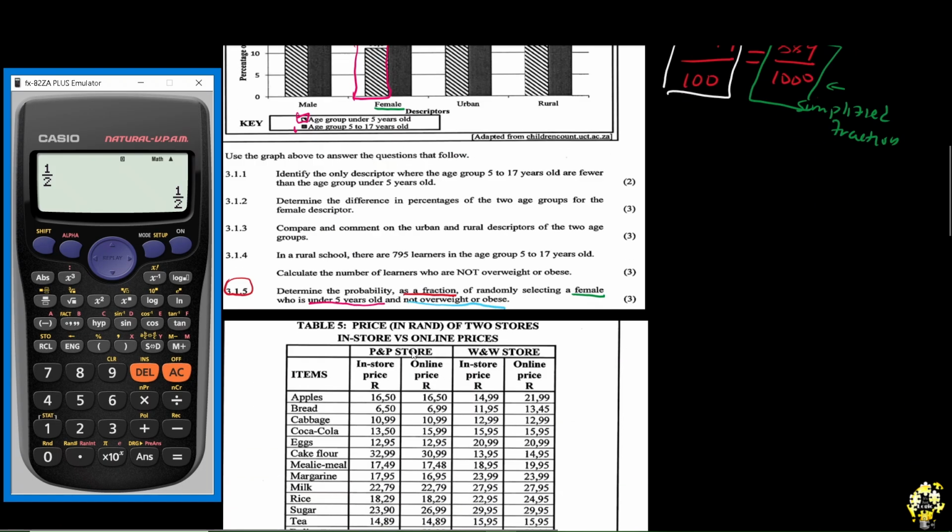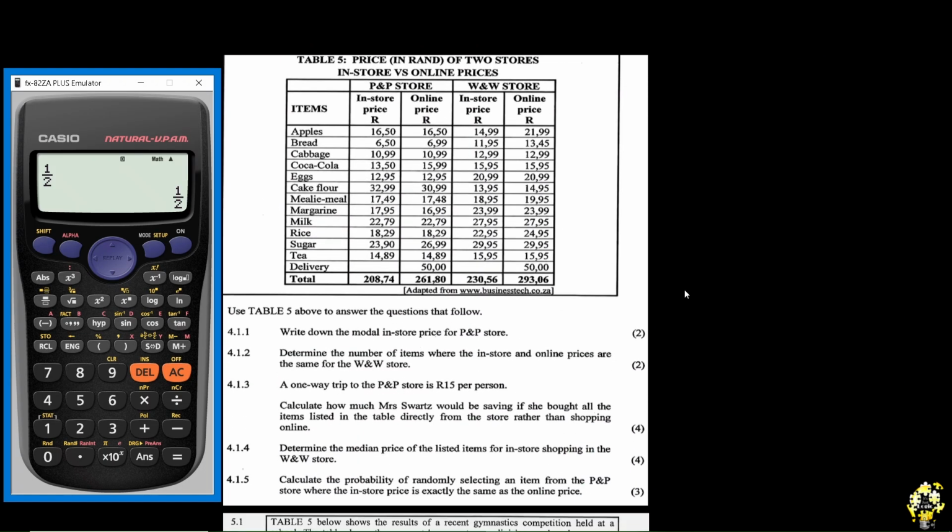The next one is about 2 stores. We have the PNP store and also W&W. I don't know why you would name your store W. Anyway, let's continue. The question in particular that we'll be focusing on is 4.1.5. Calculate the probability of randomly selecting PNP store. Again, we are going to do the same thing until this gets cemented in your mind. PNP store should be underlined. Why? It's our focus store.